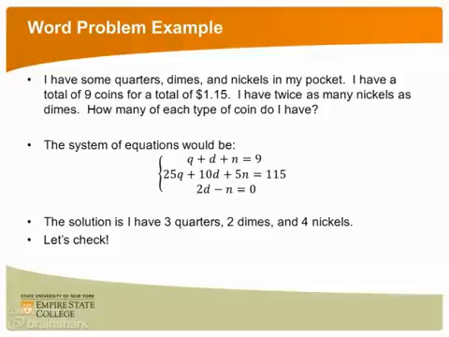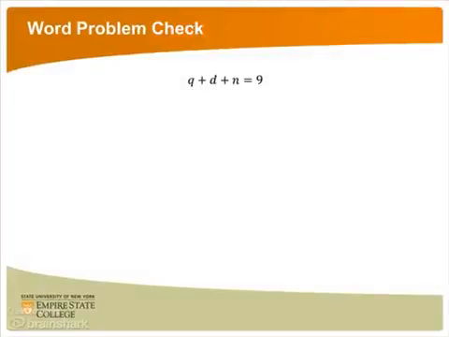Now that our equations are set up, we can solve, and we find that we have 3 quarters, 2 dimes, and 4 nickels. But does this work? Let's check. First, we have Q plus D plus N equals 9. Plugging in, 3 plus 2 plus 4 is hopefully 9. It is.